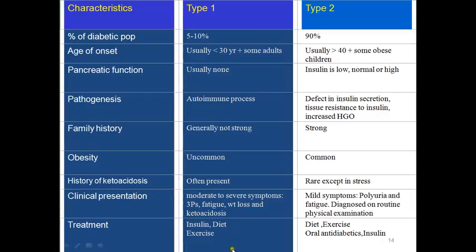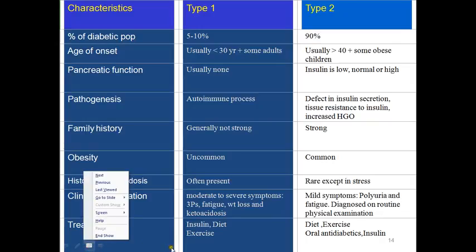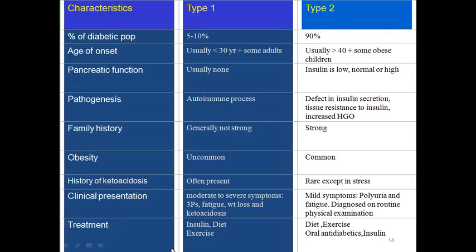We also have another entity known as double diabetes. It is a condition in which children who have type 1 diabetes, because of their family dynamics, put on weight, and as they put on weight, they develop type 2 diabetes as well. So the new category of double diabetes is also coming in. Pancreatic function usually is none in type 1, and in type 2 insulin is low, normal, or high. So it all depends on the stage of the type 2 diabetes.